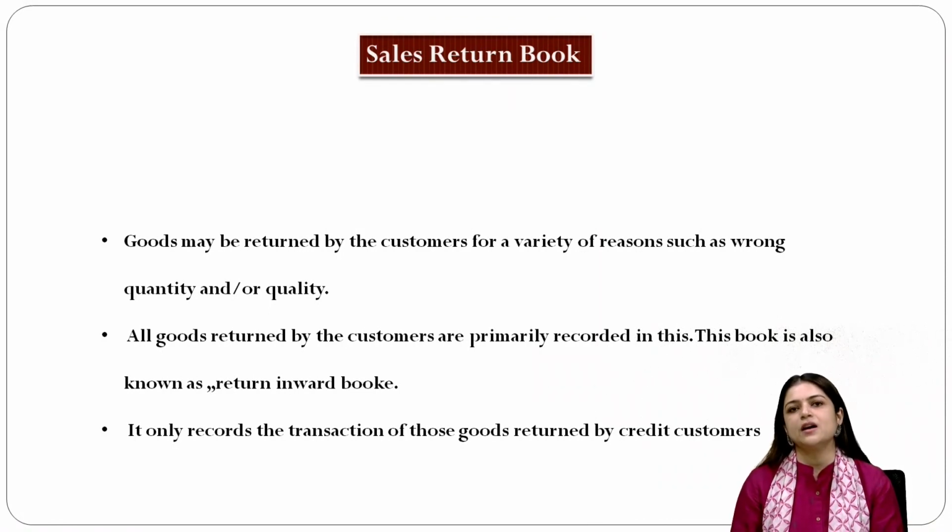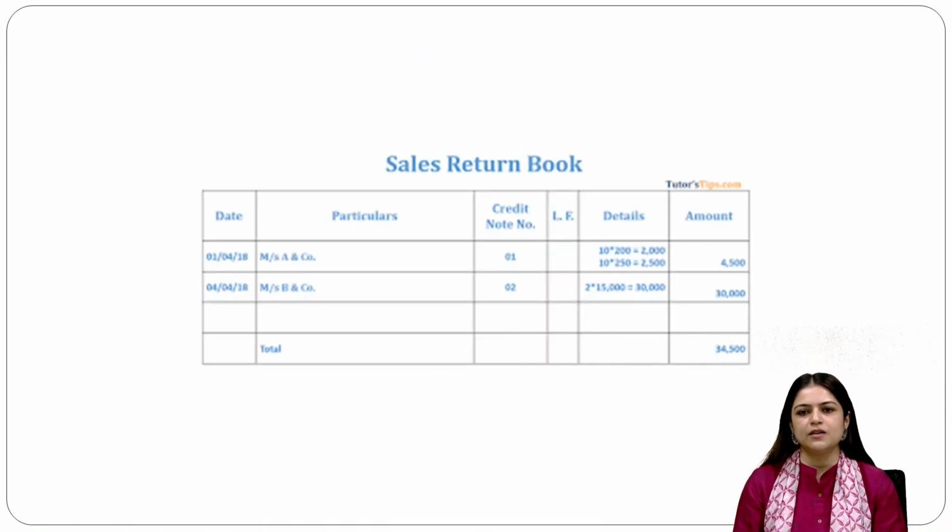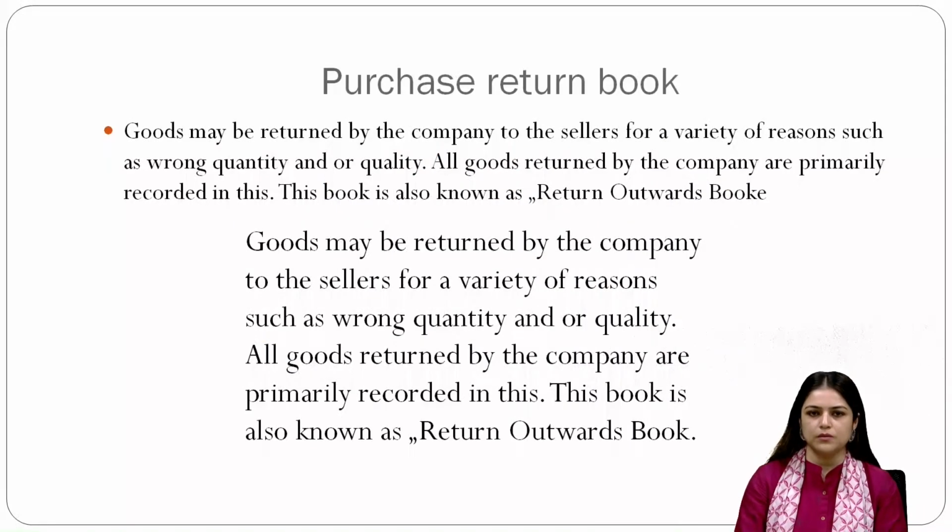Means if there is a mistake of quality and quantity in the sale, then naturally the sale is returned. And if the sale is returned by the customer, then it is recorded in the sales return book. This is the format of sales return book: date, particulars, credit note number, ledger folio number, details and amount, which is the format of sales return book.